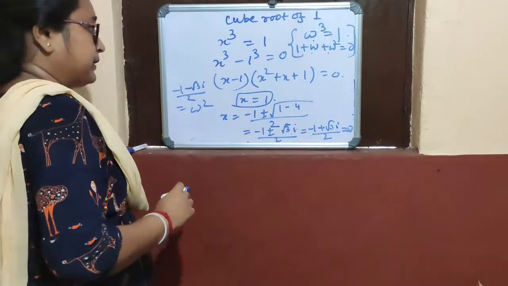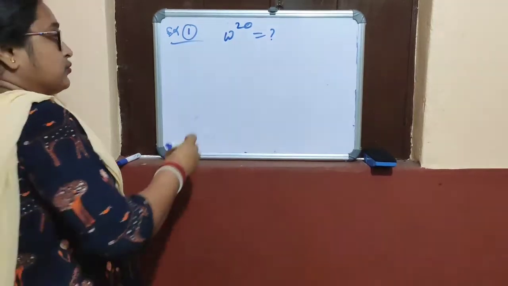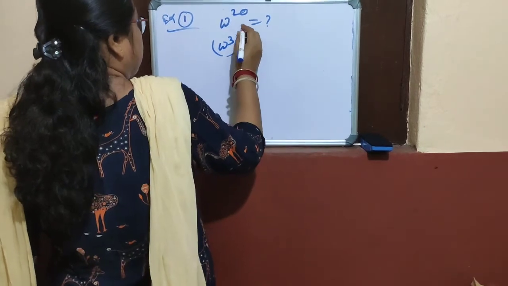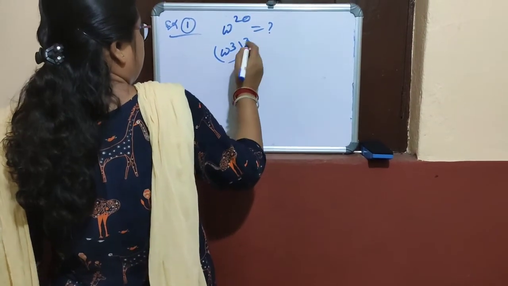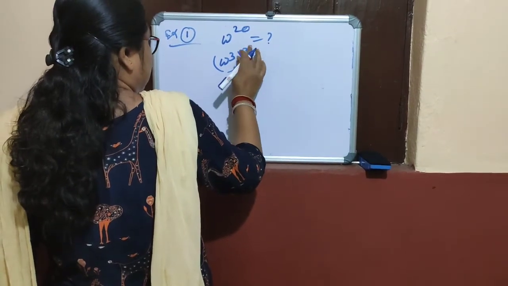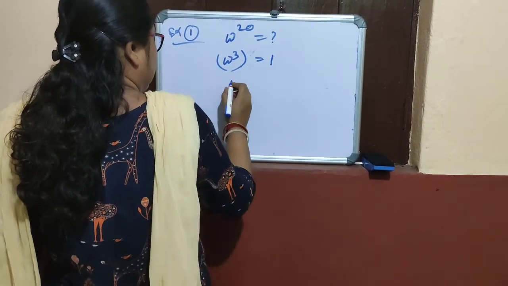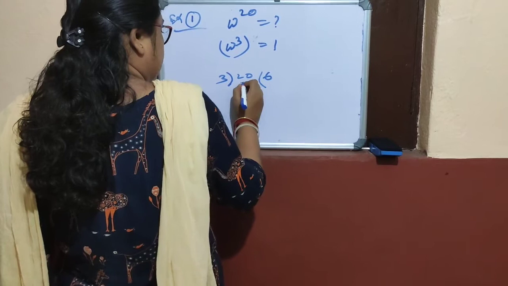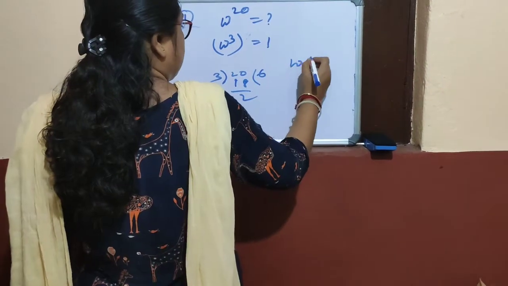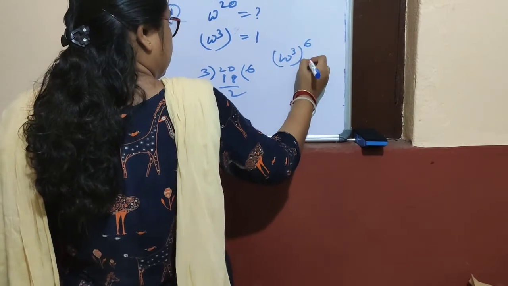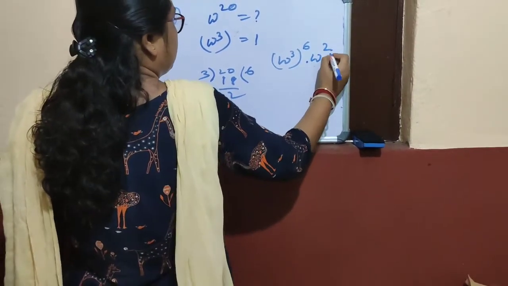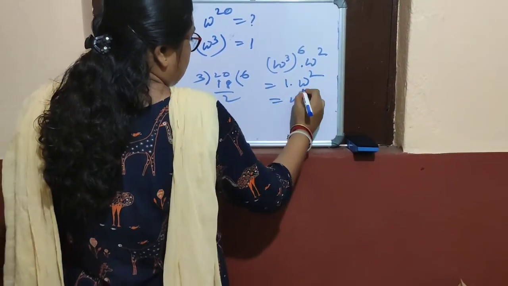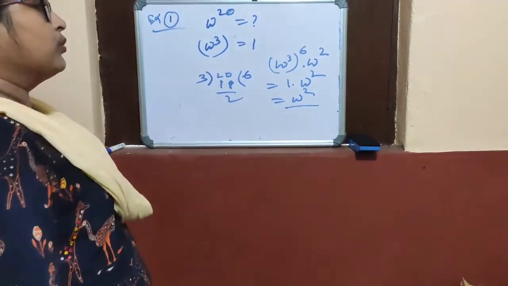Now go to examples. Example number 1: omega to the power 20. Now we know omega cube is equal to 1. Now this is equal to omega cube to the power 6 into omega square. You divide 20 by 3: 3 times 6 is 18 and remainder 2. So this is equal to (omega cube) to the power 6 into omega to the power 2. Omega cube is equal to 1 and this is omega square. The reduced answer is omega to the power 20 equal to omega square.